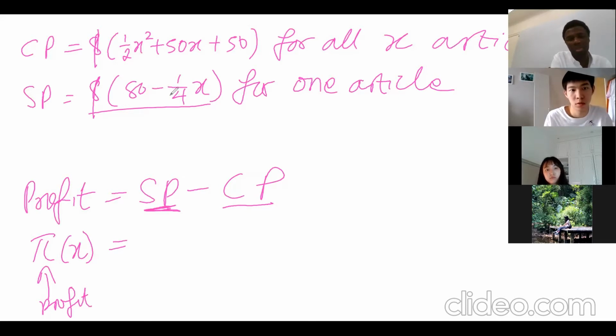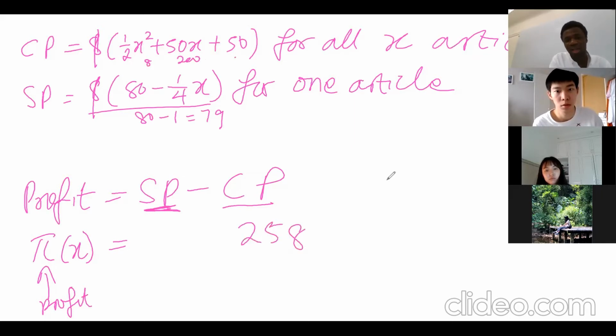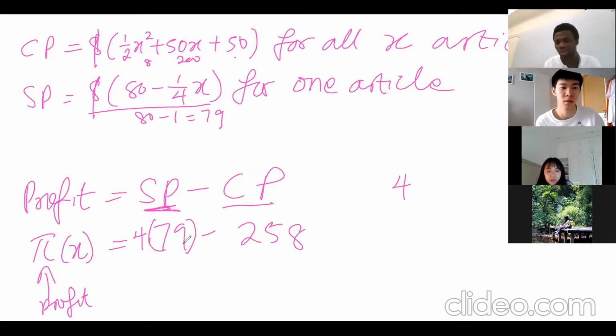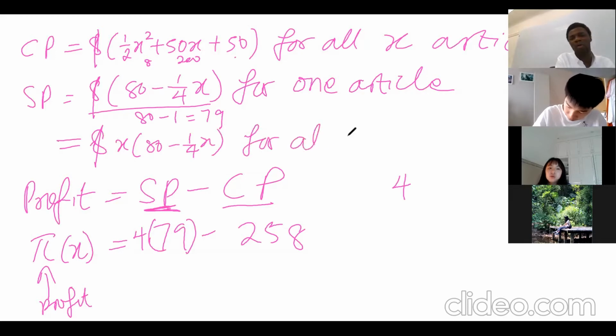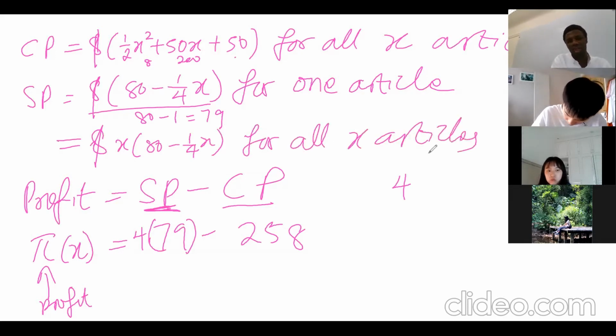If X is 4, for example, selling price of each article will be 80 minus 1, which is 79. If X is 4, this is 200, this is 250, this is 4 squared, this is 8, which is 258. So it costs you 258 to produce 4 articles, and you sold one of them for 79. Is this a profit? So you need to times X. Exactly. You need to multiply by 4 to know your profit. So selling price will be in dollars, X multiplying 80 minus 1 over 4X for all X articles. Then you can find your profit function.